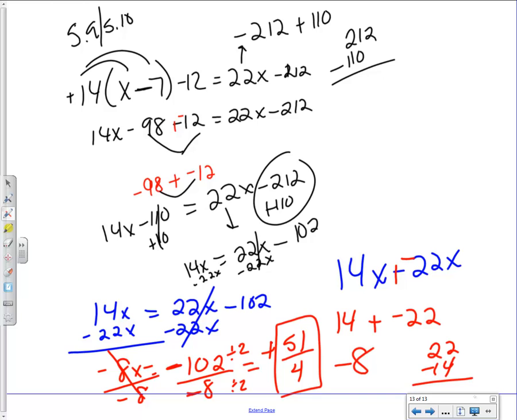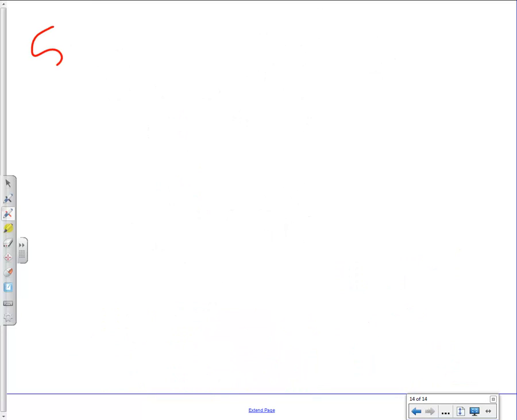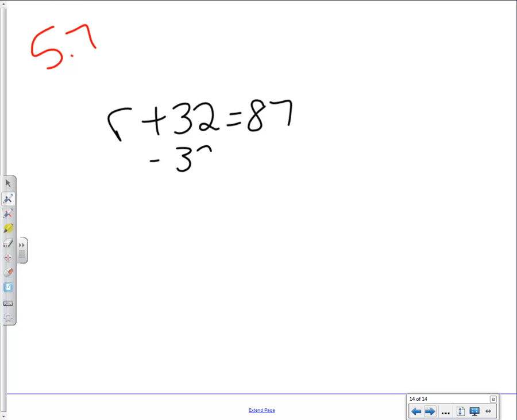This one comes from 5.7. Okay. And this is a one-step problem to solve. Okay. I need to get letters on one side, numbers on the other. I need to do the opposite of what I see here and move this over. R equals 87 minus 32. Make an addition problem, change the sign of the one that follows.